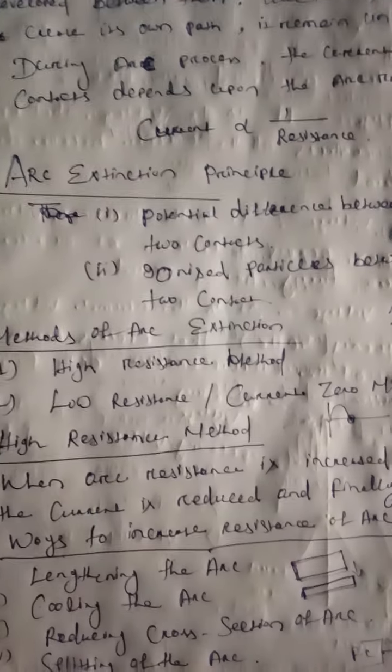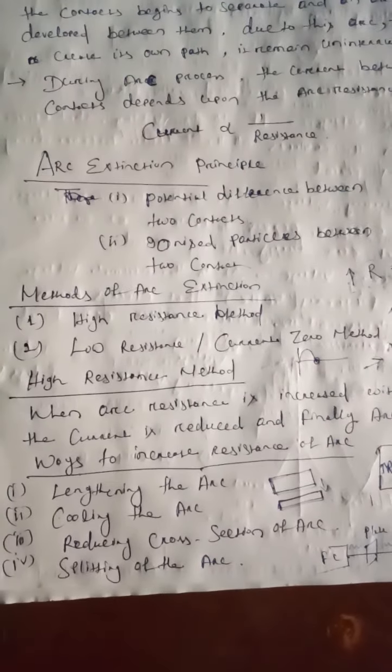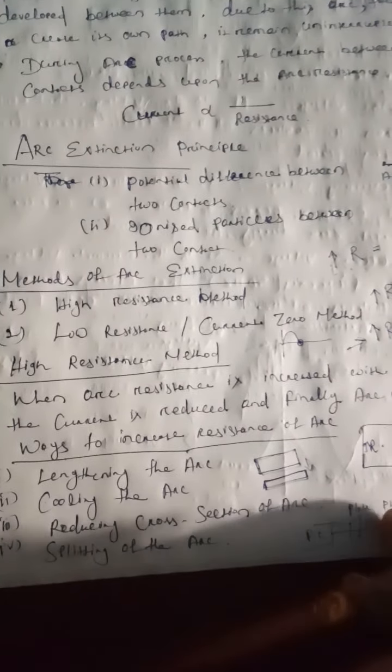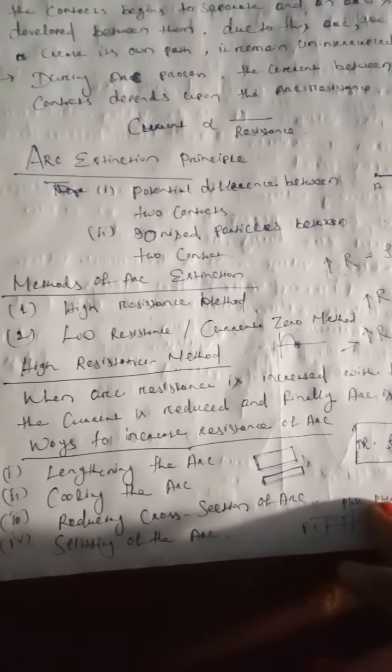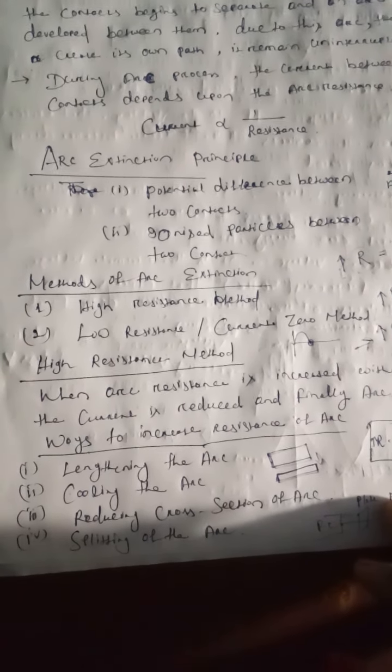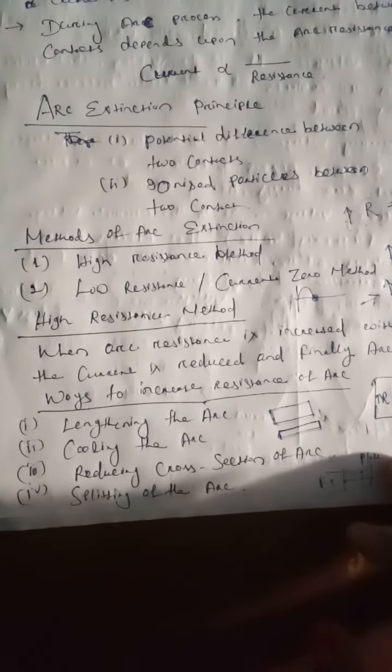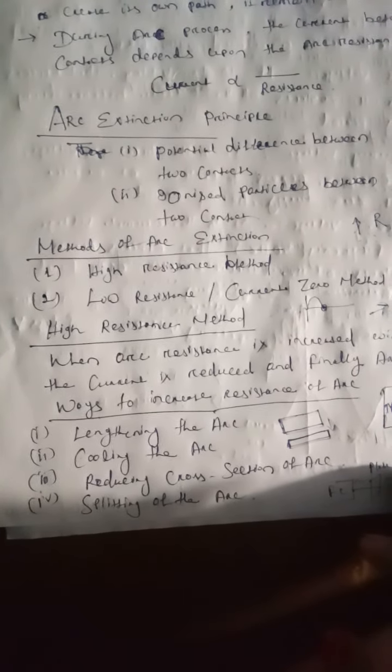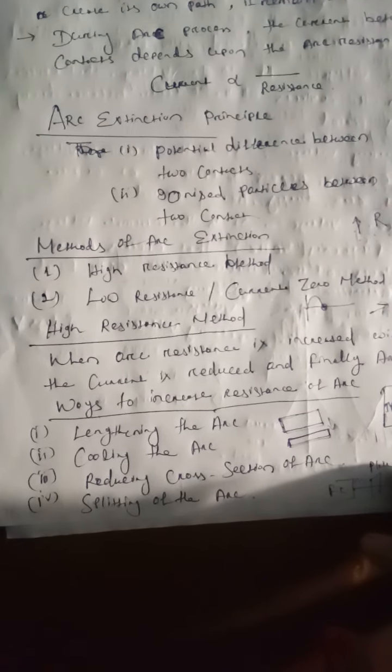There are also two methods which are very necessary for arc extinction. First one is the high resistance method, second one is the low resistance method, or we can also say the current zero method. In the high resistance method, we follow four methods to improve the resistance of the arc, so we reduce the current, or we can interrupt the current path.